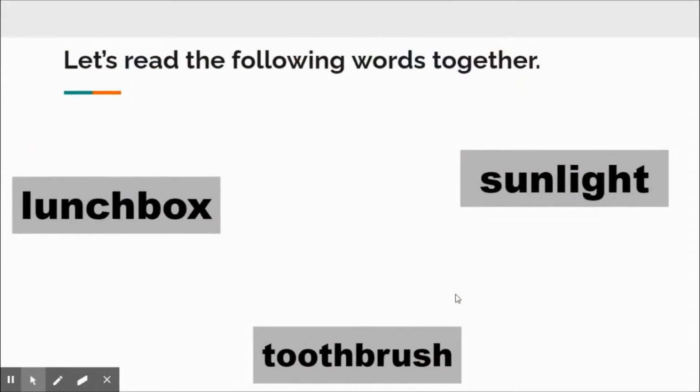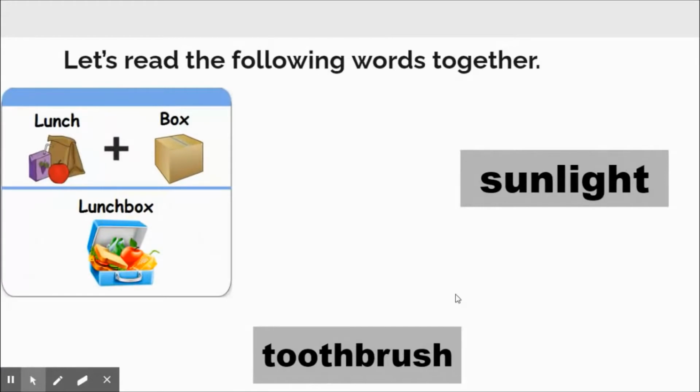Okay, so let's go ahead and read the following words. Okay, so I'm going to say them and then I just want you to repeat after me or with me or before me. It doesn't matter. I just want you to take a time to read the words. Okay, let's go. The first one is lunchbox. Let's go one more time. Lunchbox. Yep, here we have it.